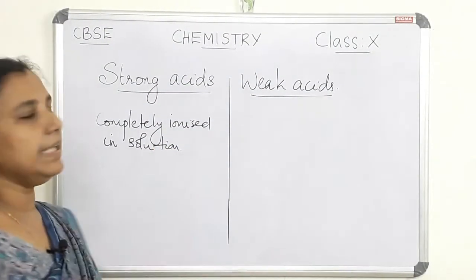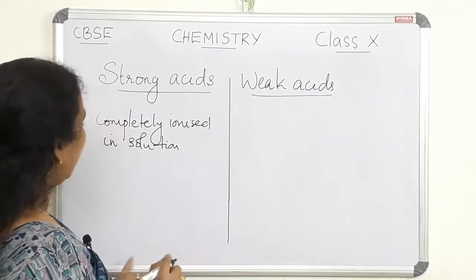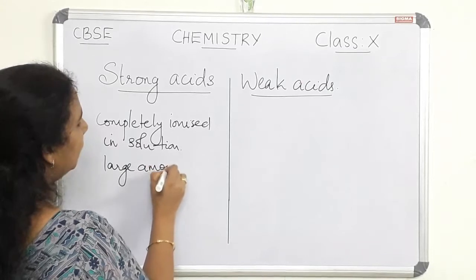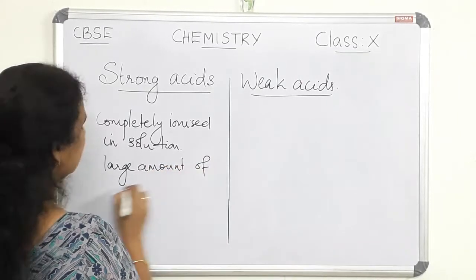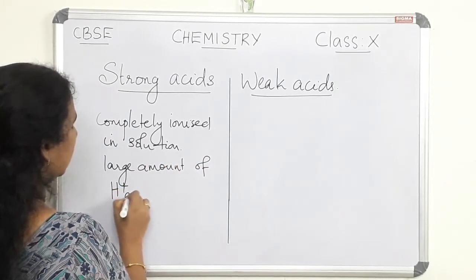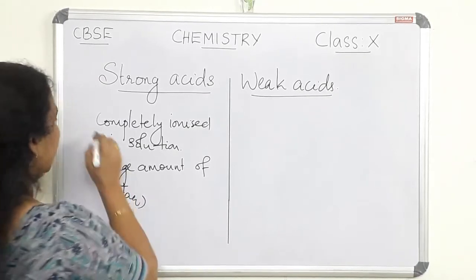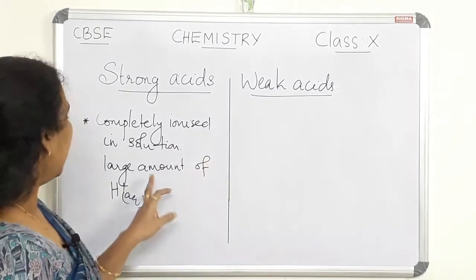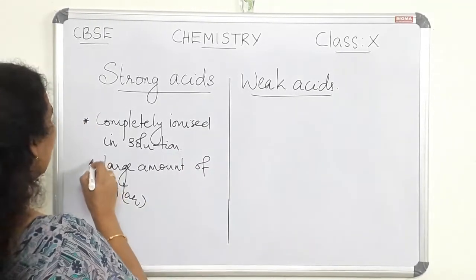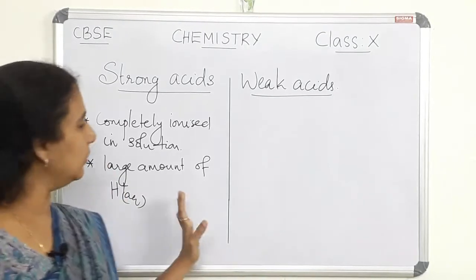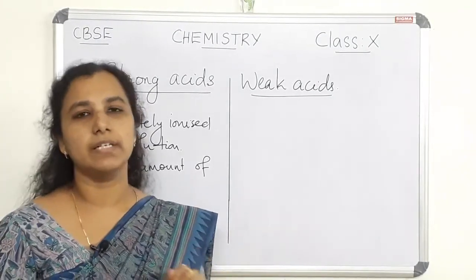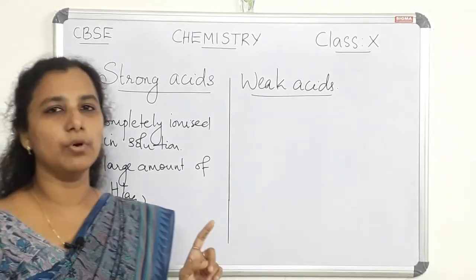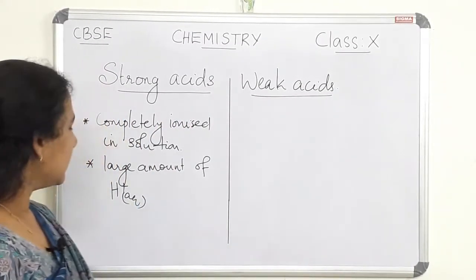They are completely ionized in solution and form a large amount of hydrogen ions, H plus aqueous. We know that all acids produce hydrogen ions in solution, but in the case of strong acids they produce a large amount of H plus ions in solution.